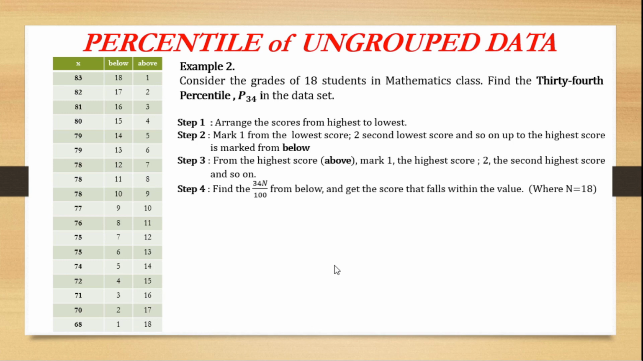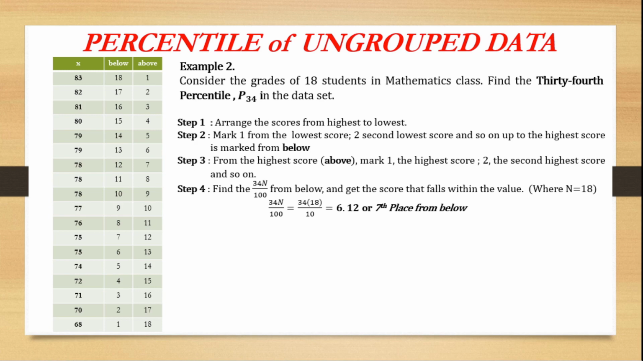Step 4, since we are looking for the 34th percentile, we are going to use 34n divided by 100 to get the score that falls within the 34th percentile. Since our n is equal to 18, we substitute the value of 18 to our n, 34n over 100, which is equal to 34 times 18 divided by 100 is equal to 6.12. Then round up 6.12, that becomes 7, or the 7th place from below.